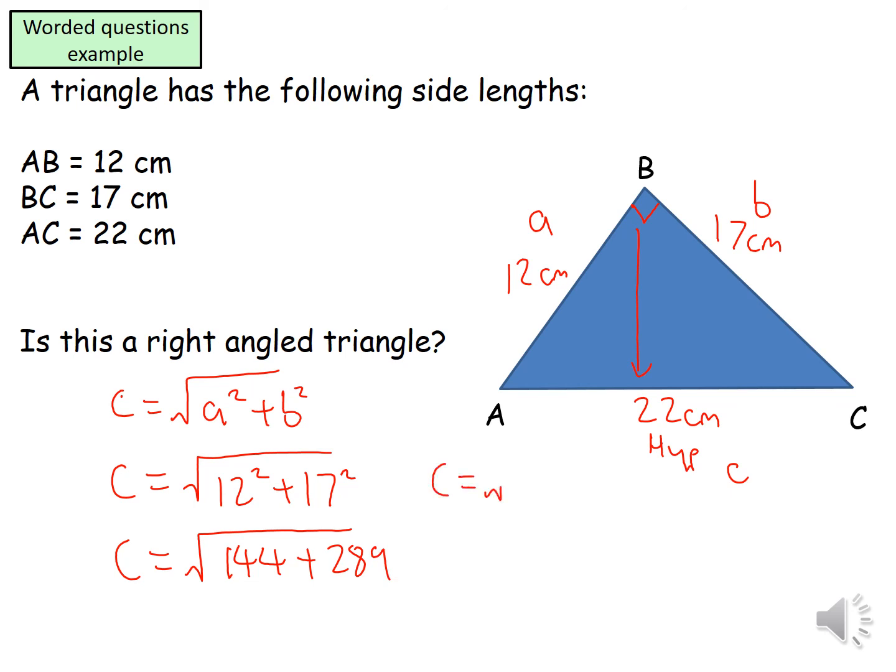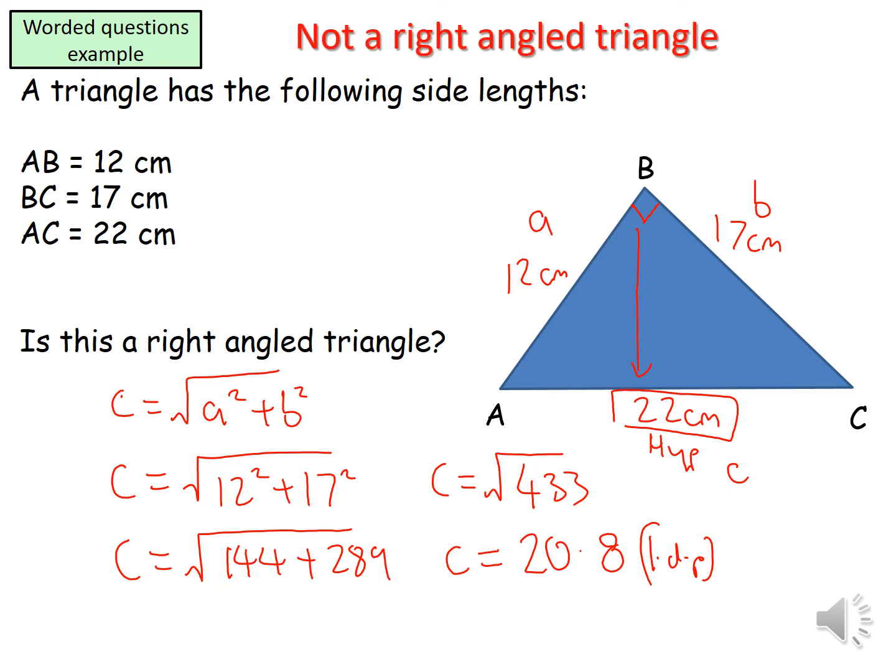So C is equal to square root of 433. Once you square root it, we should get an answer of 22. Now, if it doesn't give me an answer of 22, we have to assume that it's not a right angle triangle. So, what is square root of 433? It gives me an answer of 20.8, to 1 decimal place. Therefore, AC is not equal to 20.8. Therefore, this triangle cannot be a right angle triangle.